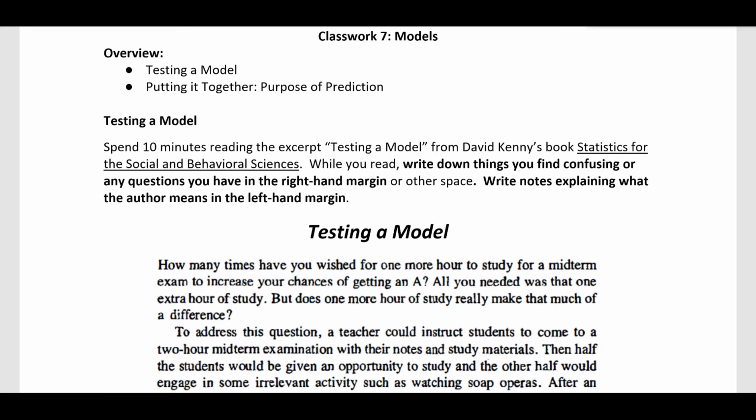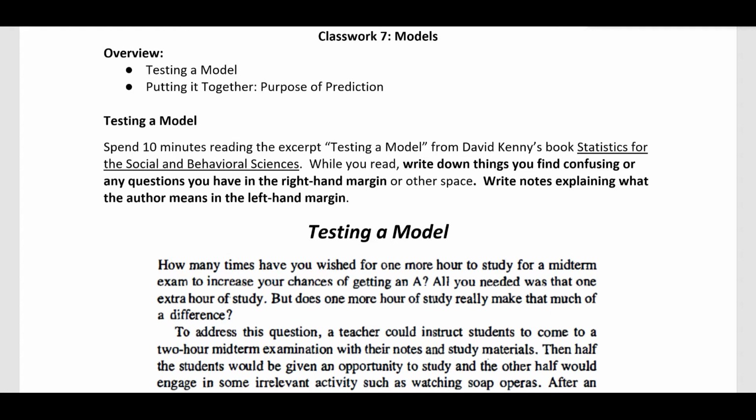Okay, so we're going to begin our discussion on models by reading an excerpt from a textbook called Statistics for the Social and Behavioral Sciences by David Kenny. And this excerpt is called Testing a Model. So I encourage you while you read to also write down some things you find confusing or any questions you have. If you're actually writing, you may want to have two columns, on the left hand and right hand side of the page.